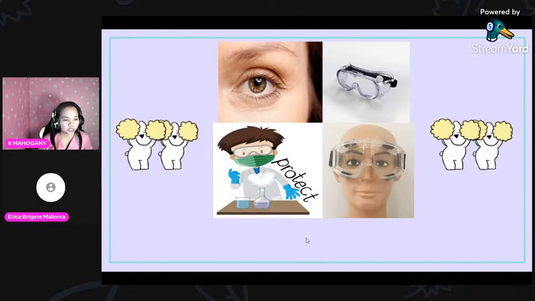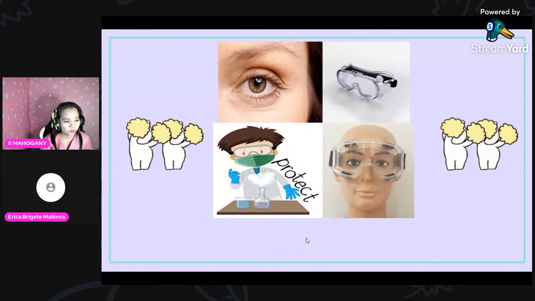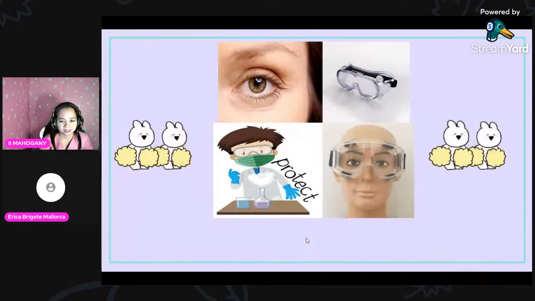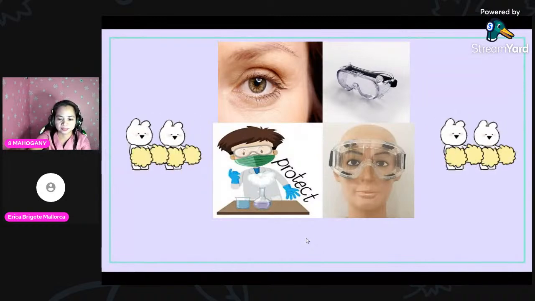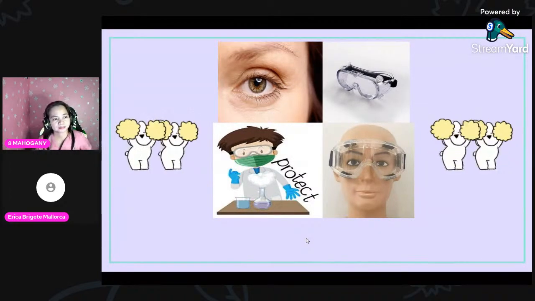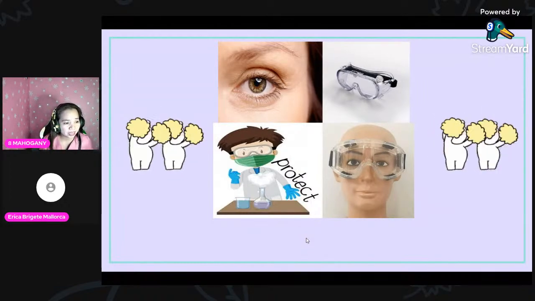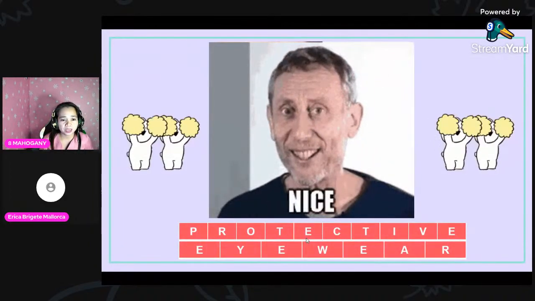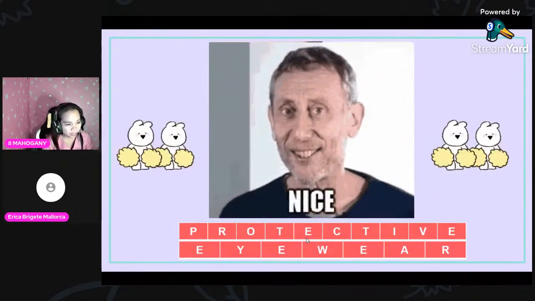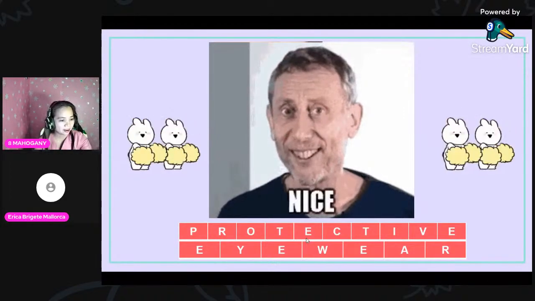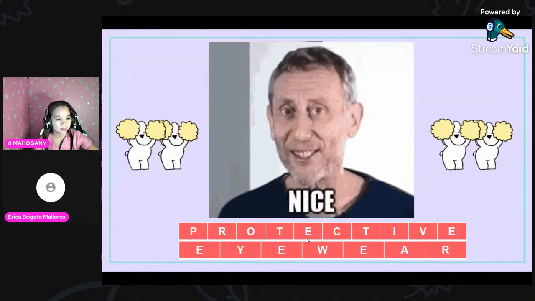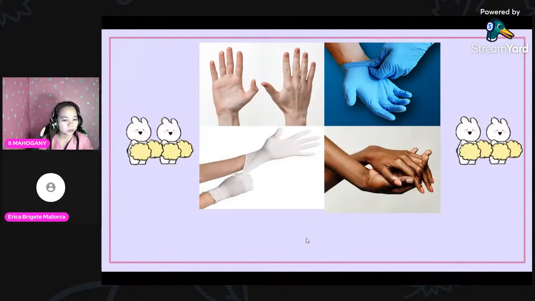Okay, it should be the correct answer. What do you think? Two words? One word? Okay, so let us check if all your answers are correct. Okay, we have the protective eyewear. So it should be two words, protective eyewear. Eye protection. So let us check your answers po ha. I-review ko po yung mga sagot ninyo na sinend nyo po. Okay, we have the protective eyewear, very good. Okay po, next. Next pictures.